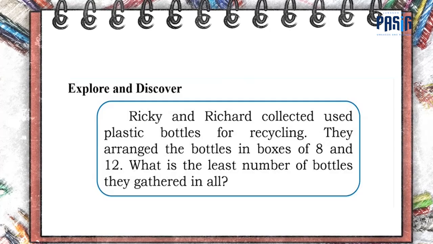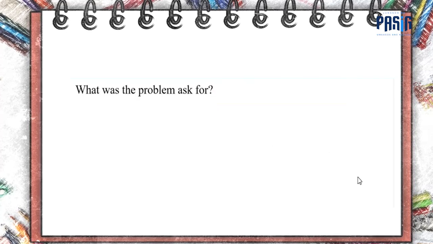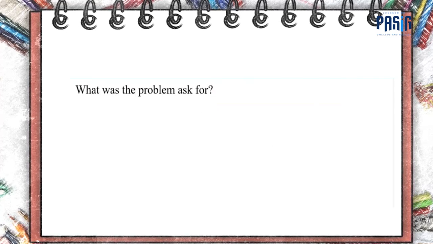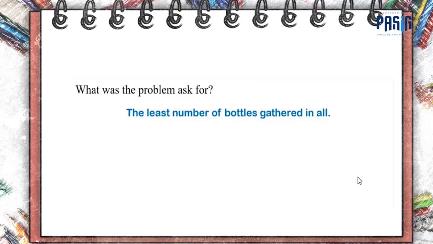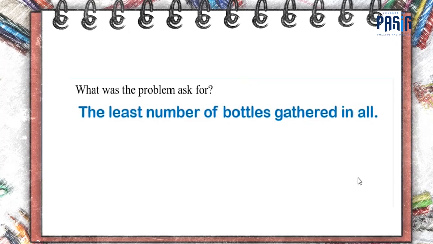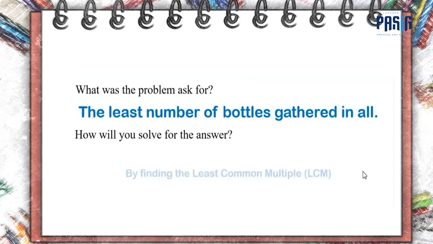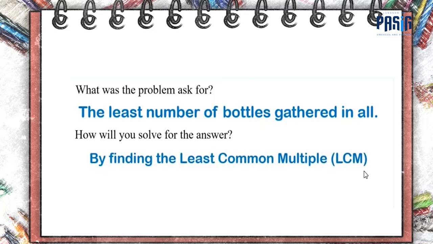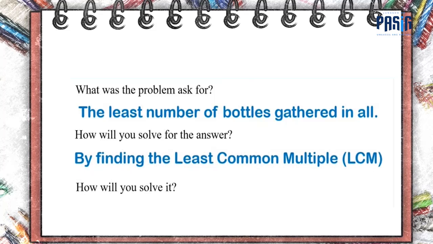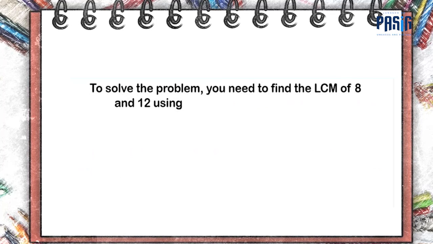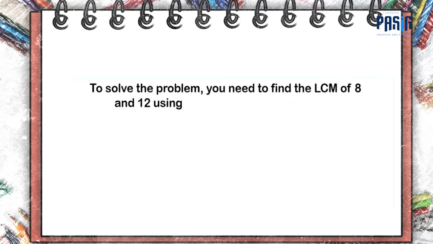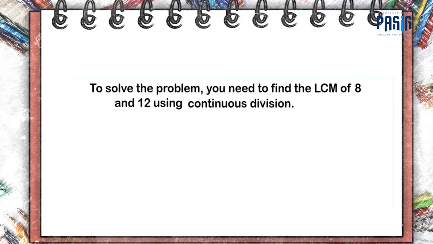To analyze and understand the problem, we should answer some questions. What was the problem asked for? The problem asked for the least number of bottles gathered in all. Next, how will you solve for the answer? We can solve for the answer by finding the least common multiple. And how will you solve it? To solve the problem, you need to find the LCM of 8 and 12 using continuous division.